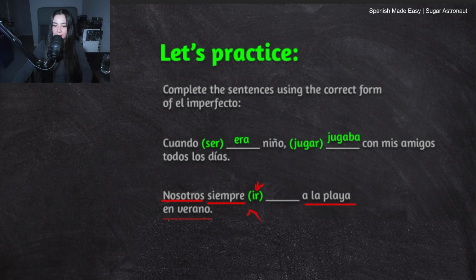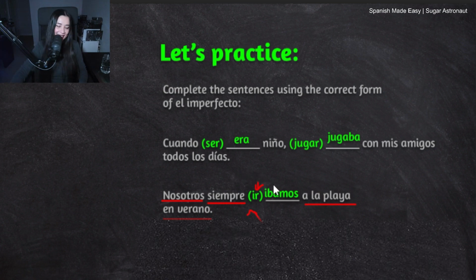So the answer, do you know how to conjugate ir in the imperfect tense? The answer is íbamos. Íbamos. So, nosotros siempre íbamos a la playa en verano. We always used to go to the beach in the summer. Okay?